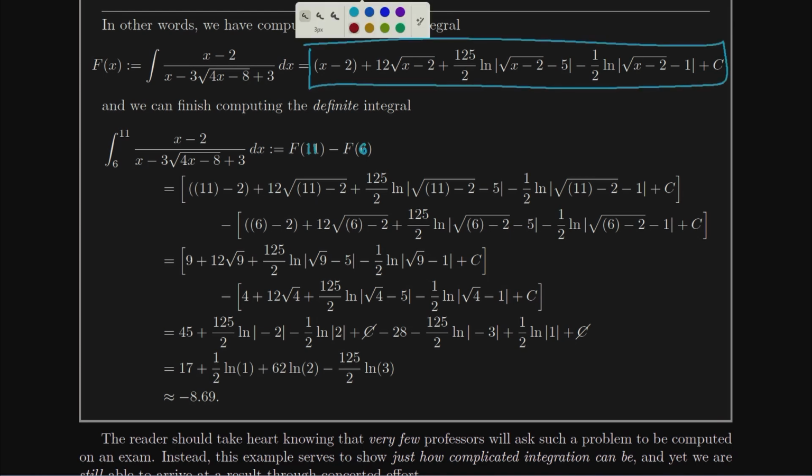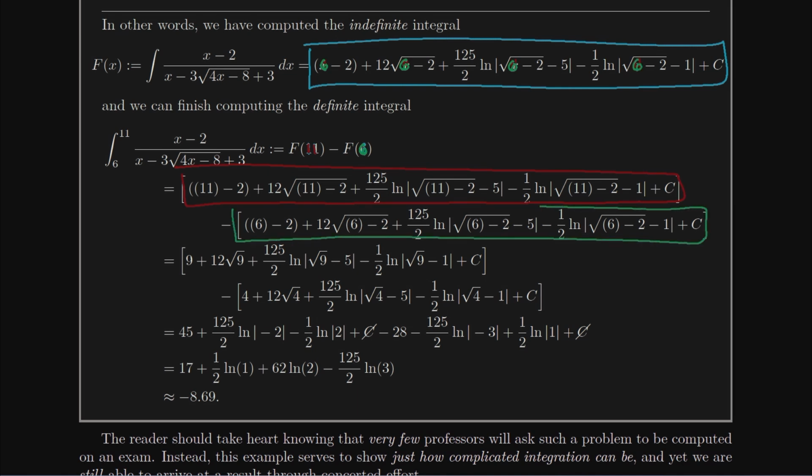When I evaluate at 11, I'm going to plug in 11 everywhere. Here we are. And when I evaluate at 6, I'm going to plug in 6 everywhere. Here we are. And then, you're probably exhausted at this point. You just circle that answer and tell me you did a good job. But I'm going to go ahead and simplify this a little bit.